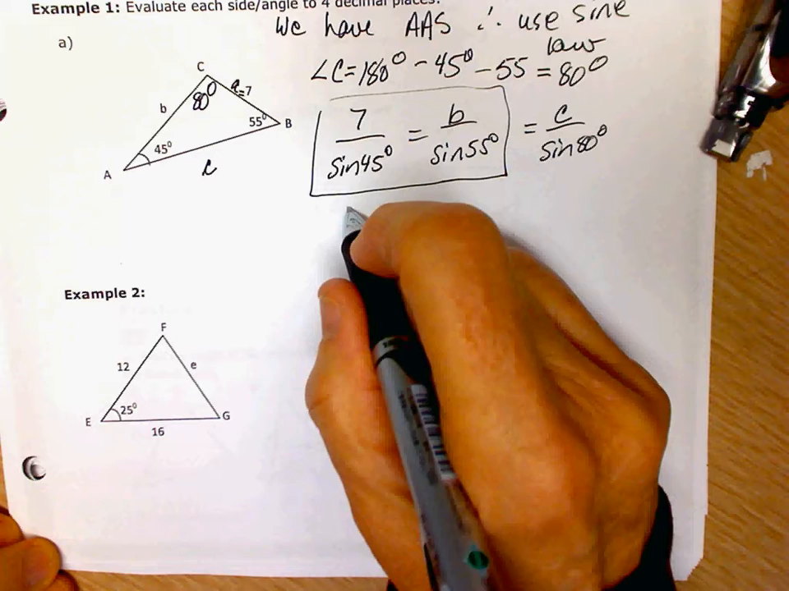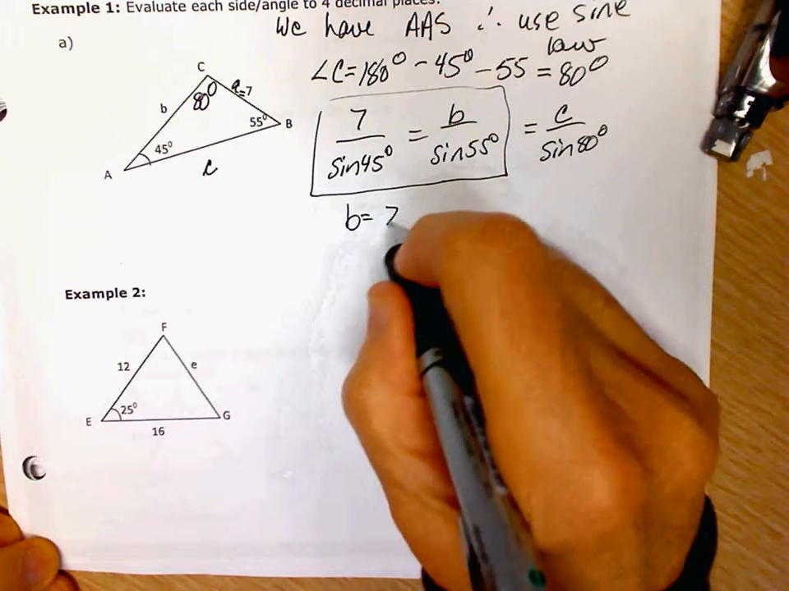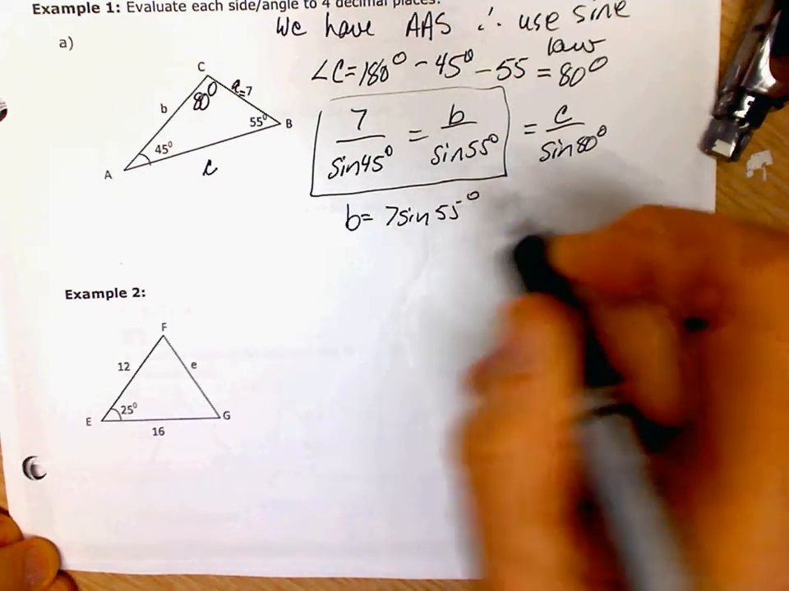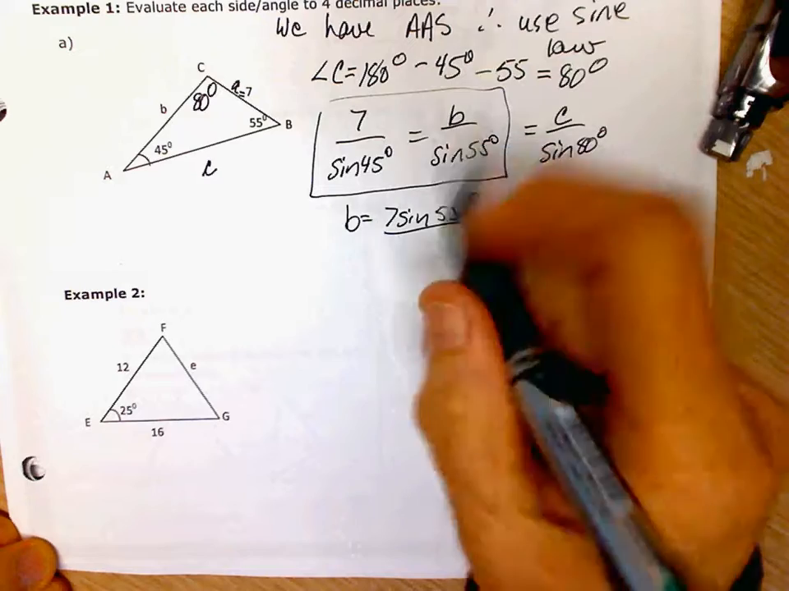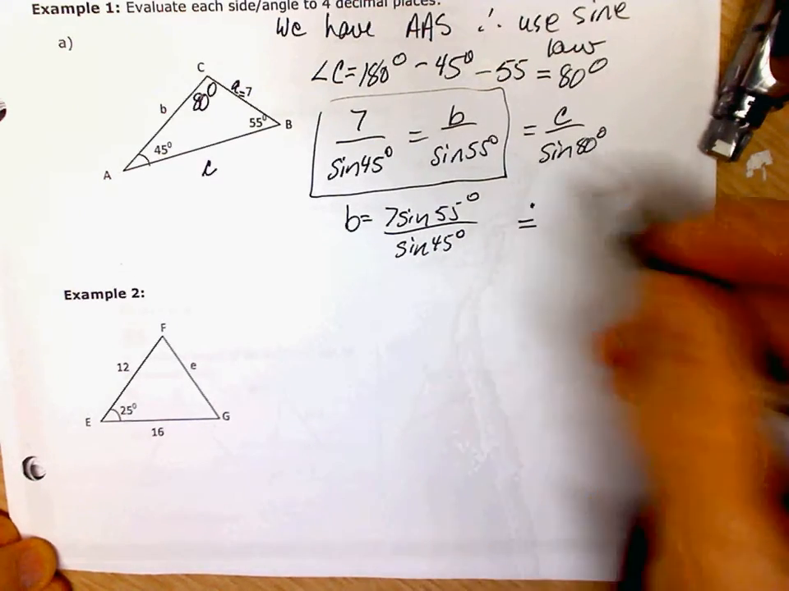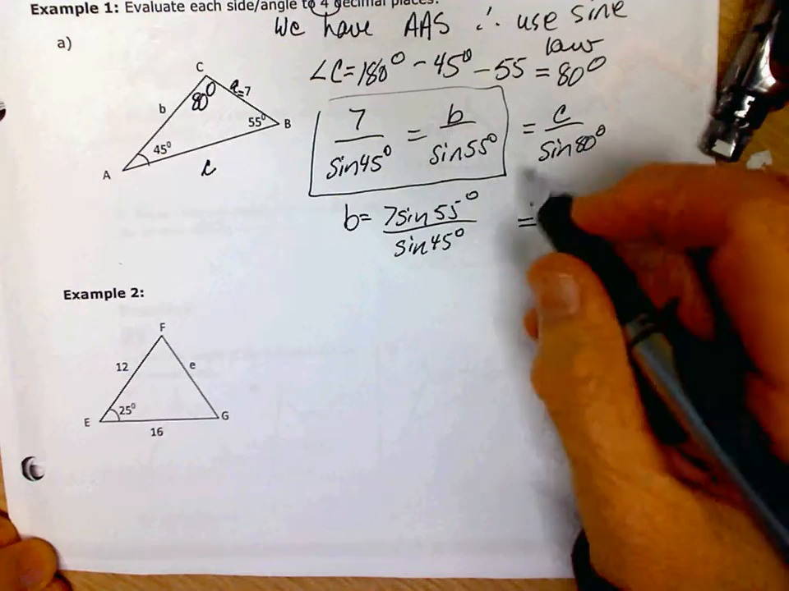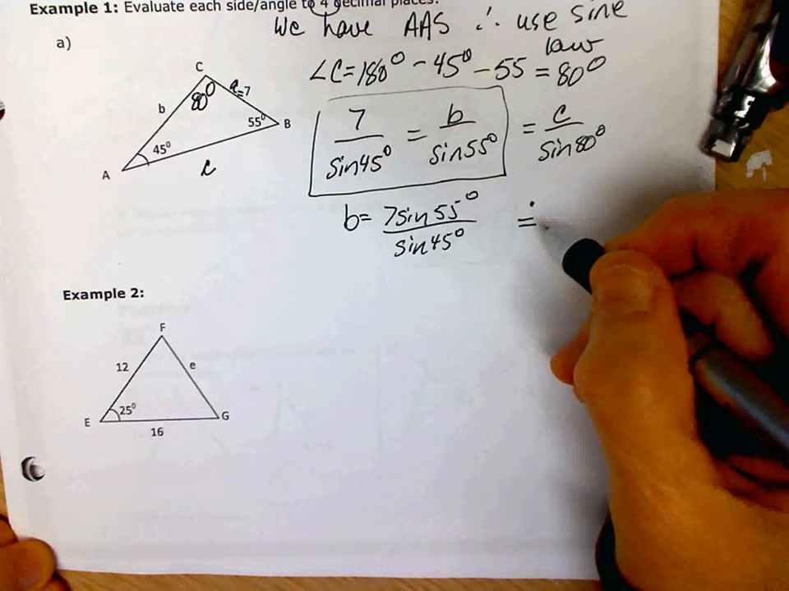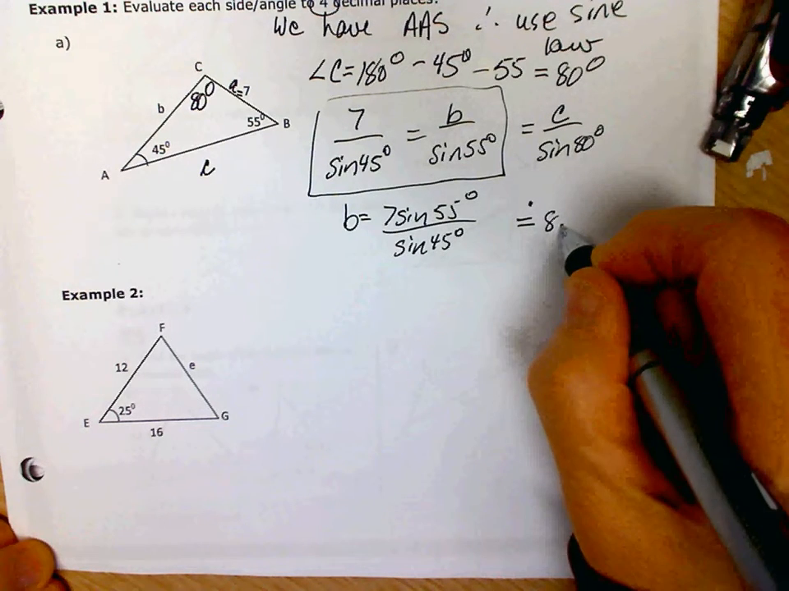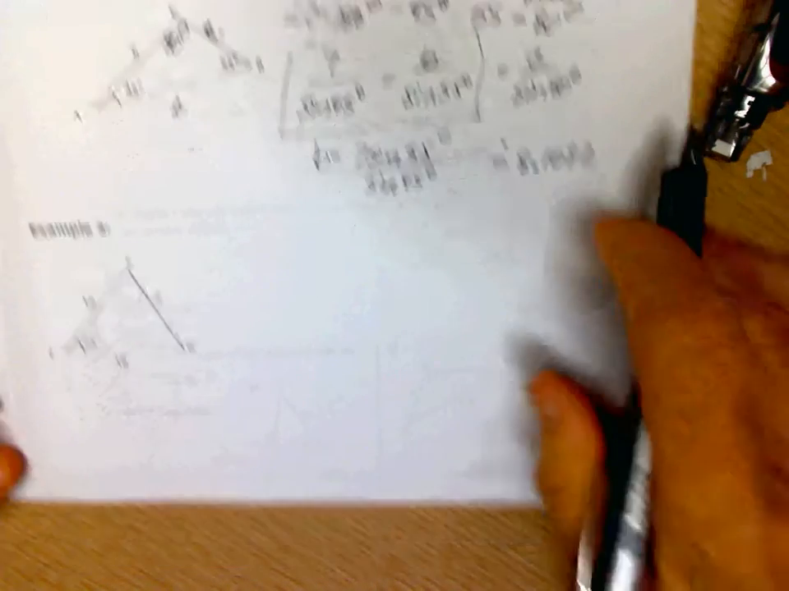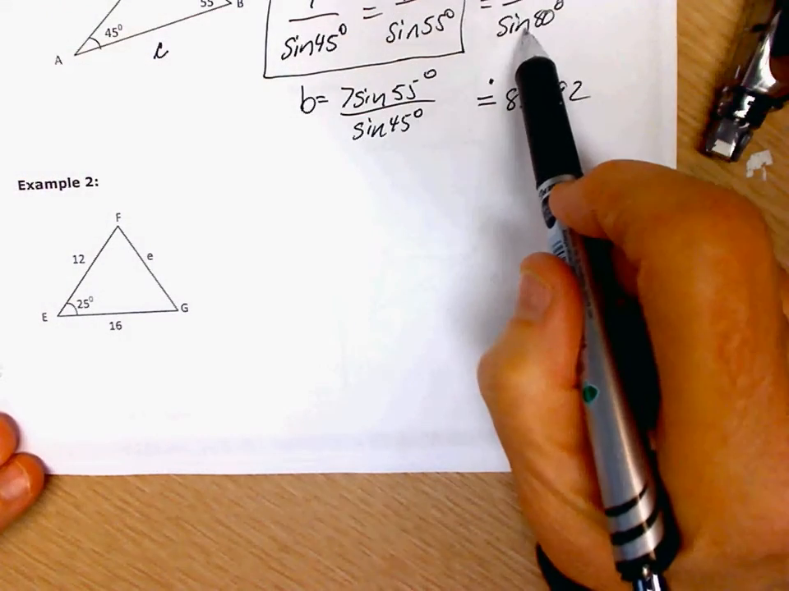B is equal to 7 sine 55 degrees all over sine 45 degrees. And that is approximately, they want 4 decimal places, so we'll give them 4 decimal places. So B is equal to 8.1092.